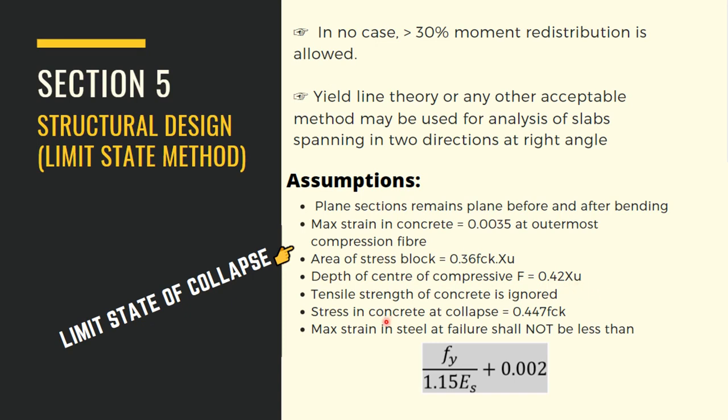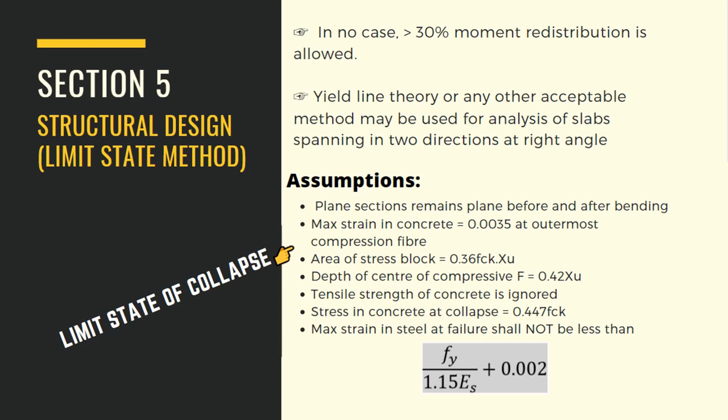Stress in concrete at collapse is equal to 0.447 FCK. How has this value come? Actually 0.67 FCK divided by 1.15 gives the 0.447 FCK. Maximum strain in steel at failure shall not be less than this formula: Fy by 1.15 ES plus 0.002. This is the maximum strain at failure which shall not be less than that.